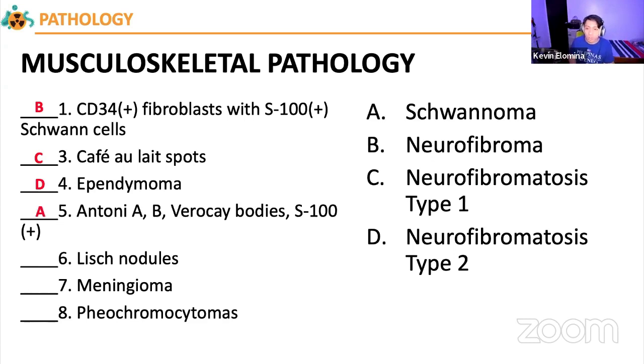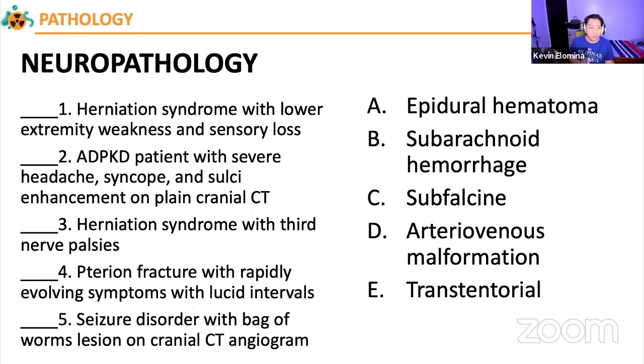Now, your Lisch nodule, saan siya nakikita? In your NF1. Okay? Meningioma is in your NF2. Okay? And your pheochromocytomas are in your NF1. Okay? Now, neuro last. Okay? 4 minutes left. Herniation syndrome with lower extremity weakness and sensory loss. Anong meron? It's your subfalcine herniation. Because remember, if it herniates dun sa may falx, ang pwede nyo makompress ay your anterior cerebral artery, and that supplies your lower extremities.